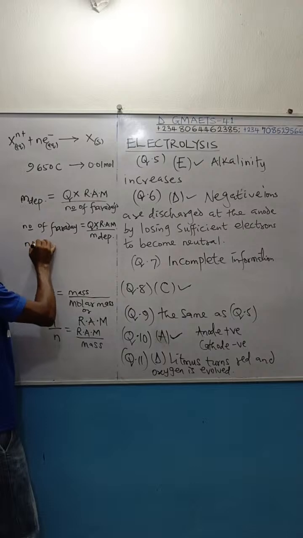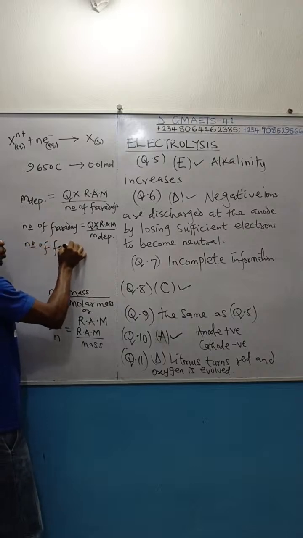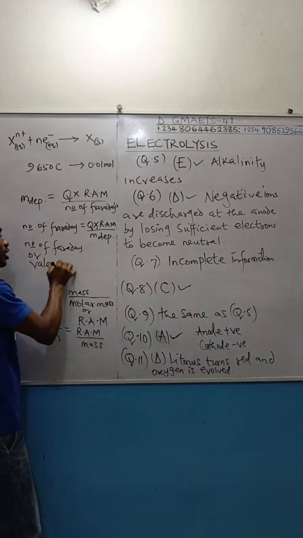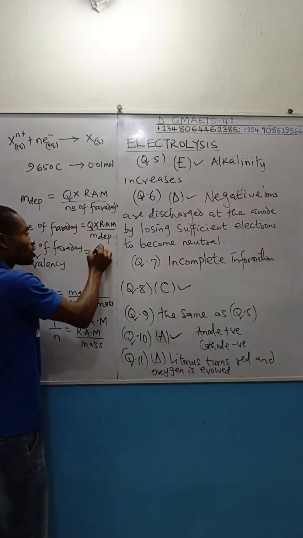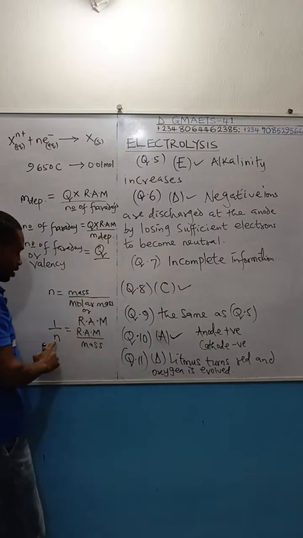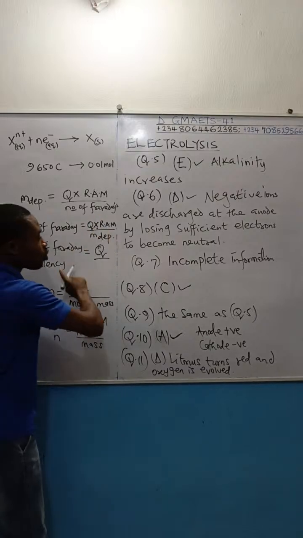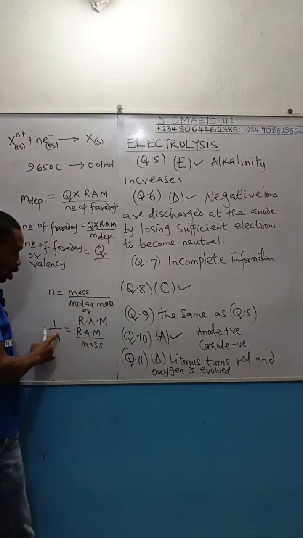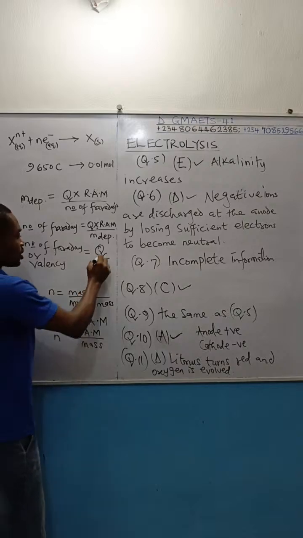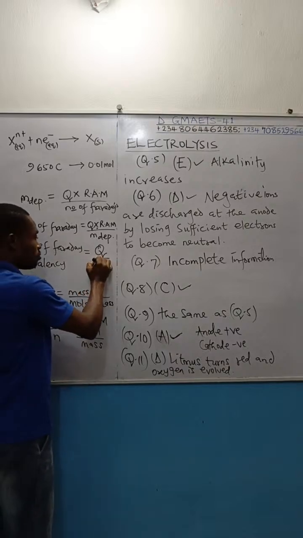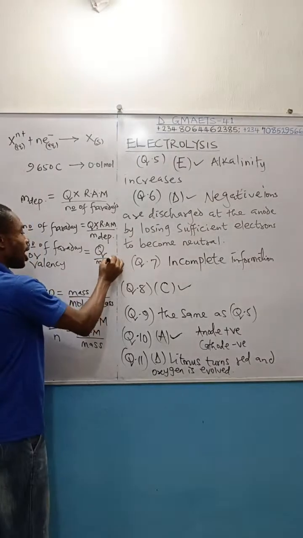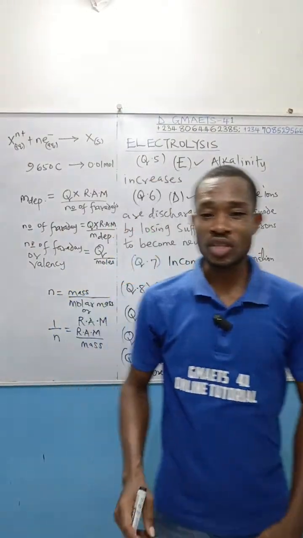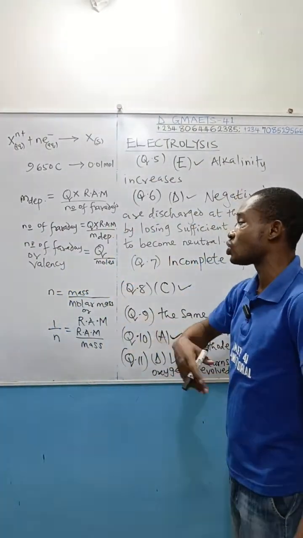So number of Faraday, which is the valency of that metal, will now be equal to the quantity of electricity divided by number of moles, or times 1 over number of moles, because RAM all over mass deposited is equal to 1 over number of moles. So this is going to simply be number of moles. We are making all this analysis for you to see, so that when you see a related question like this, you attack.